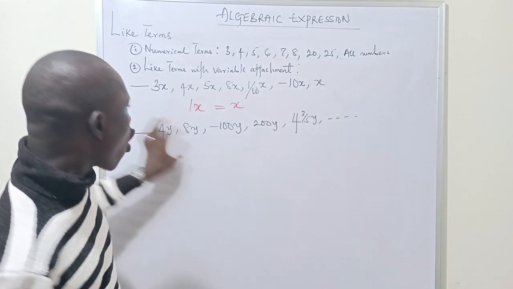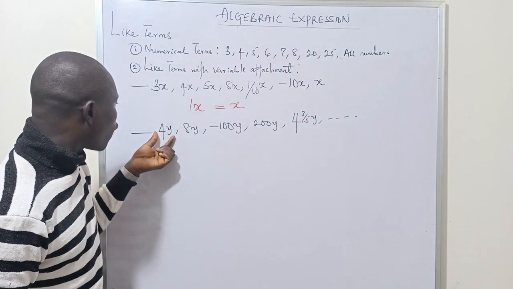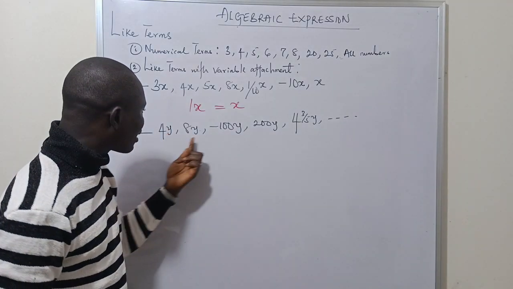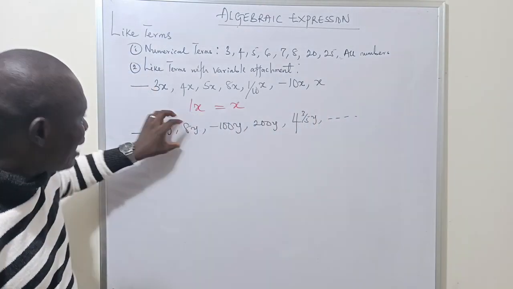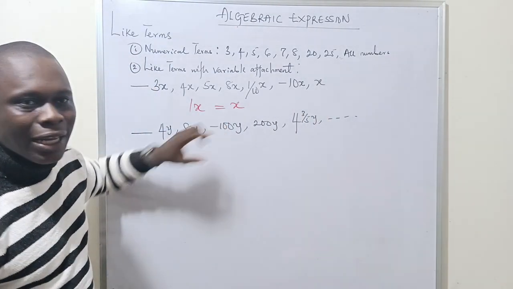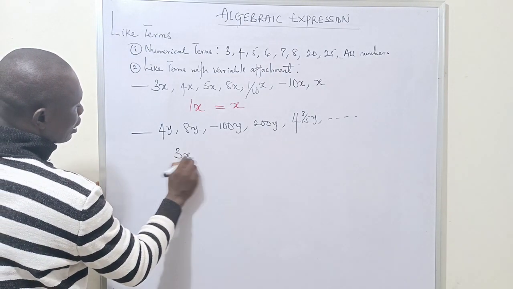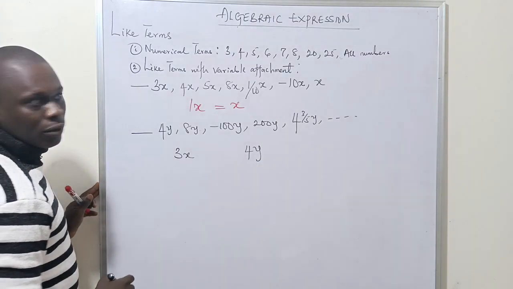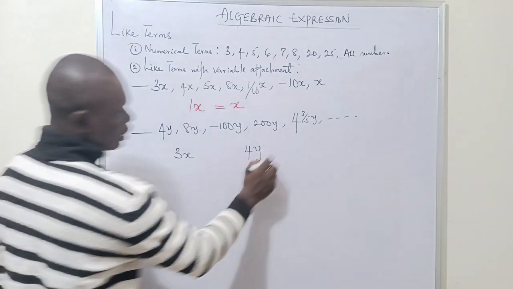Now, when we look at this, all of these are like terms. They are like terms because each of these terms has a similar variable, which is y, y, y, y, y. So this makes these like terms. And kindly note that our 3x and 4y here are not like terms. They are not what?